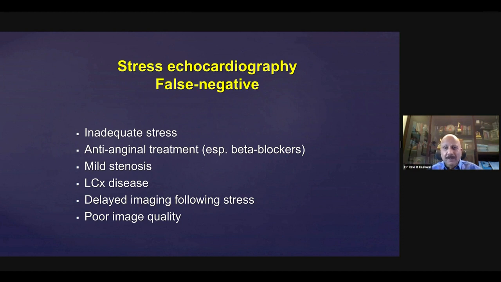So when we train our DNBs and our residents in the art and science of stress echocardiography, we always stress the fact that you have to do a certain number under very close guidance, and only then can you be allowed to go free. So these are the false negatives.